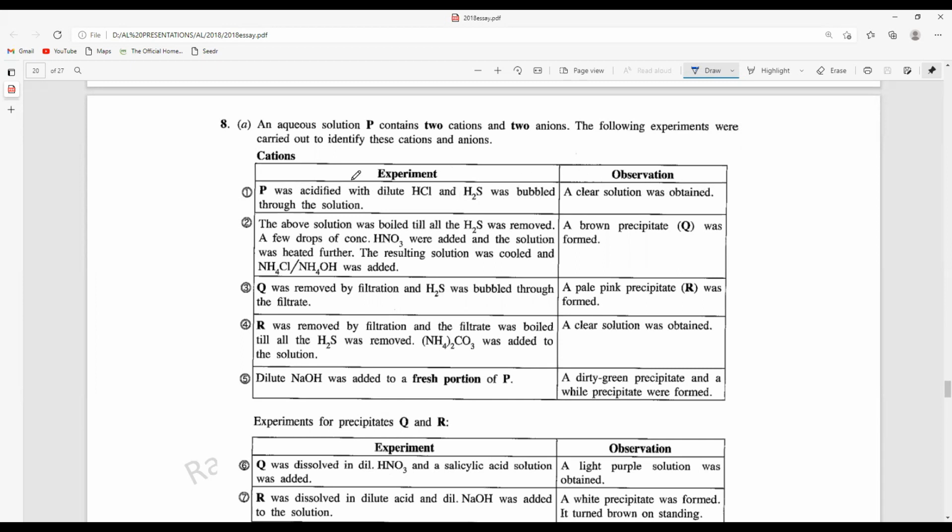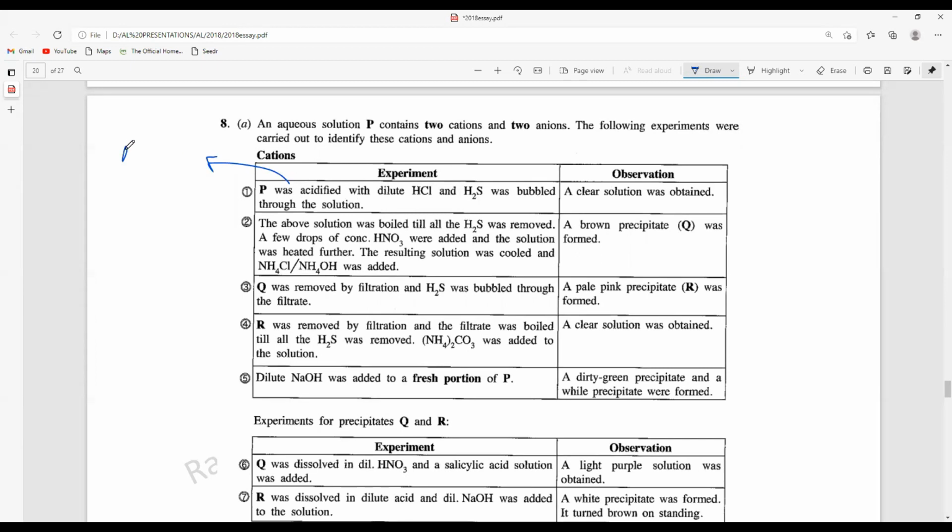So the first thing is when it is acidified with dilute HCl, there can be some precipitates. As you know, in group 1 there should be Ag+ that can be precipitated, as well as Pb2+ and Hg2 2+. So what this means is these precipitates can be there. It is Hg2 2+, mercurous.